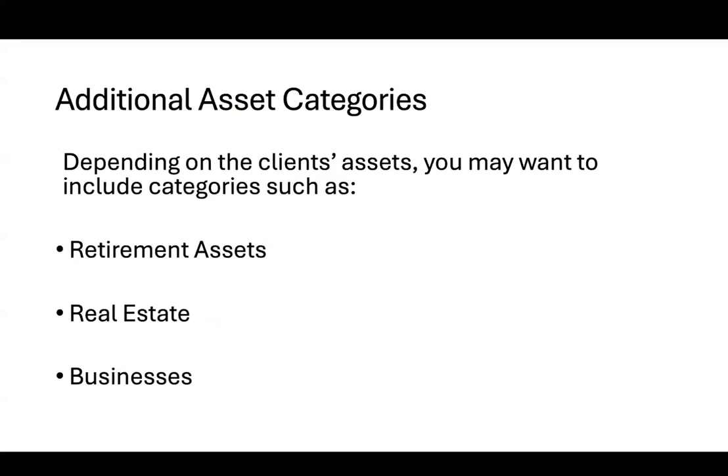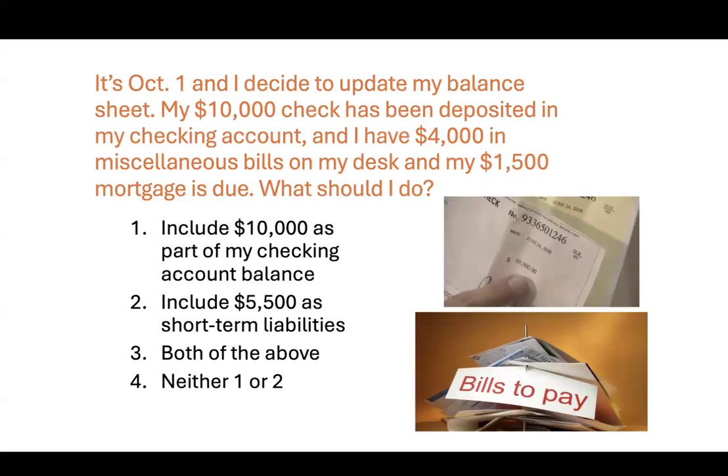So other categories that you might see, retirement assets, business assets, real estate assets, would be an extension of the three foundational categories that we discussed on the previous slide.